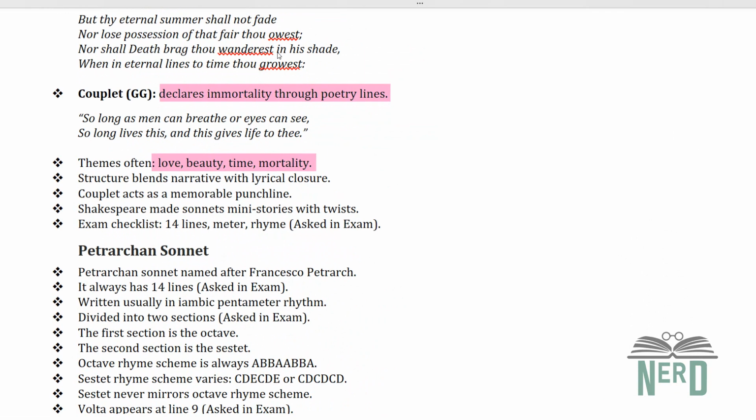So when you think Shakespearean sonnet, remember the exam checklist: 14 lines, iambic pentameter, the rhyme scheme, 3 quatrains plus a couplet, and themes of love, time, and mortality.